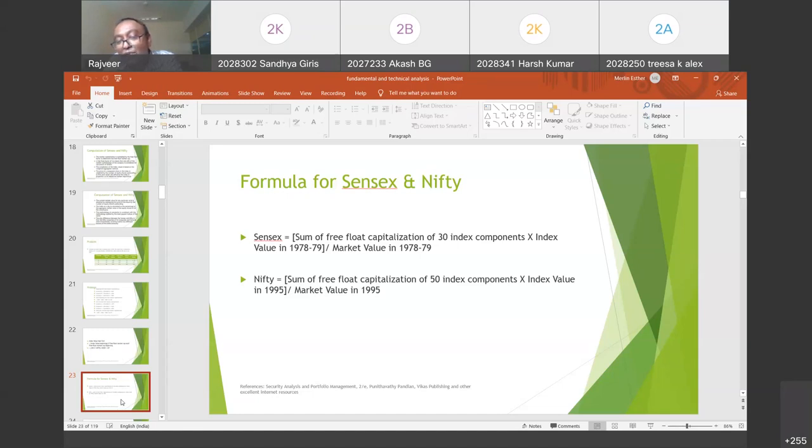Divided by the free float market value in 1978-79, and then the free float market value in 1995. The exchanges have that information. You get that and you apply the formula. Then you can calculate Sensex and Nifty. So remember, if you want to manually do that in an Excel sheet, it will take ages because there are 30 companies in Sensex and 50 companies in the Nifty index.